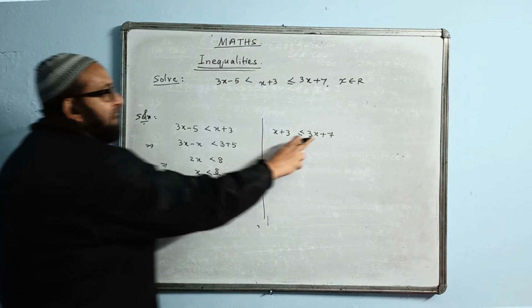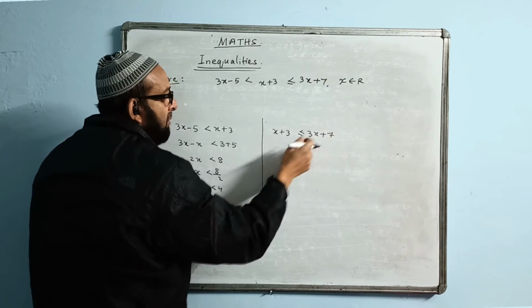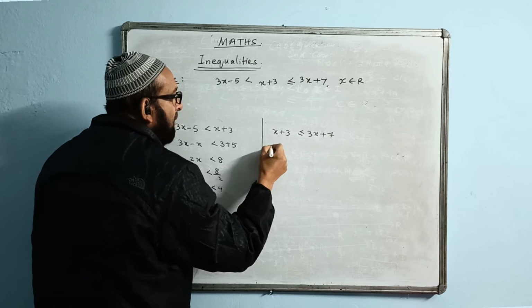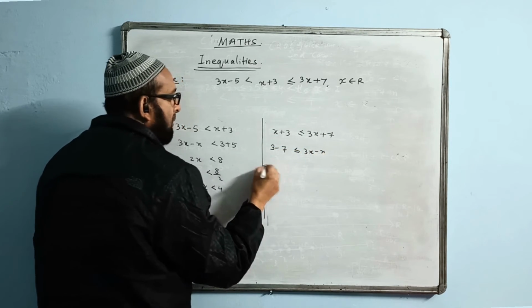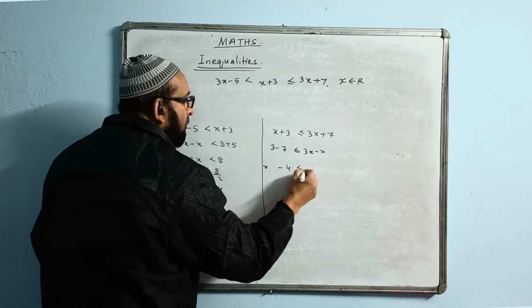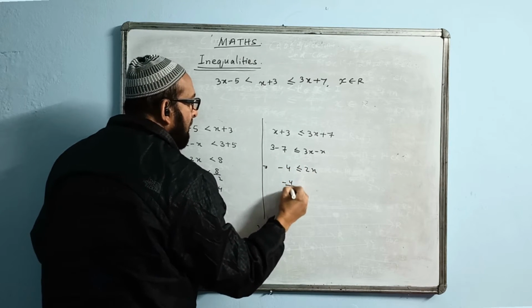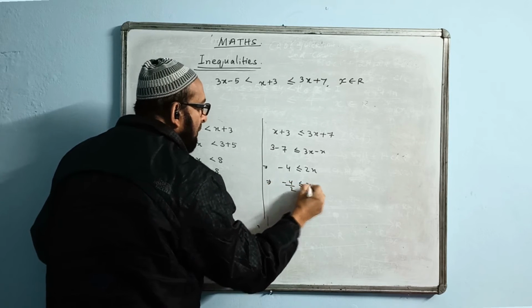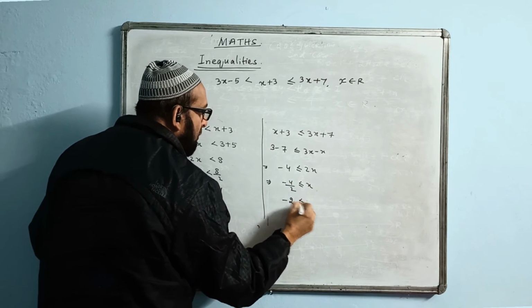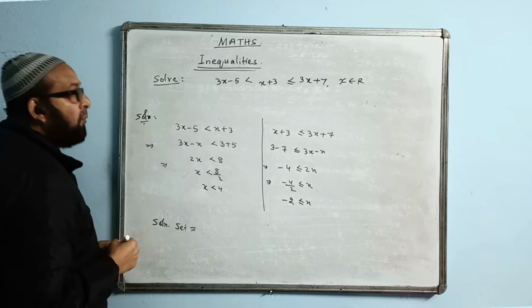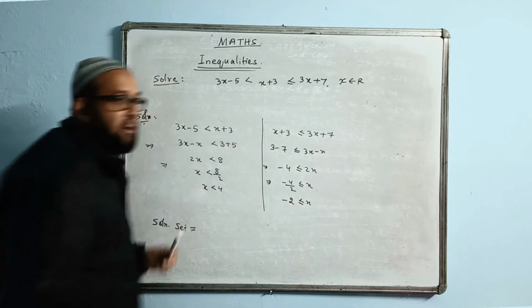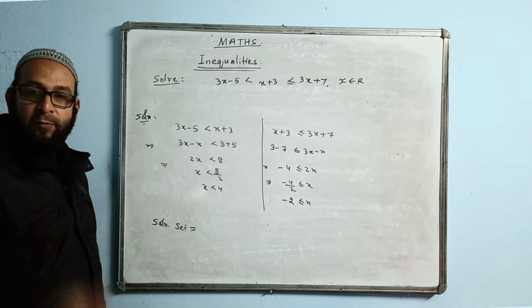Come to this side now. Again 3x is bigger. This x will go to that side. The 7 will come to this side. That 3 minus 7 equals 3x minus x. Minus 4, 2x: minus 4 by 2. The 2s will go, you get minus 2 less than or equal to x. Now I write the solution set. What kind of set is this? Real numbers. We cannot write the answer in the comma form.